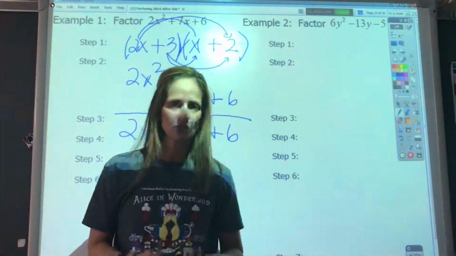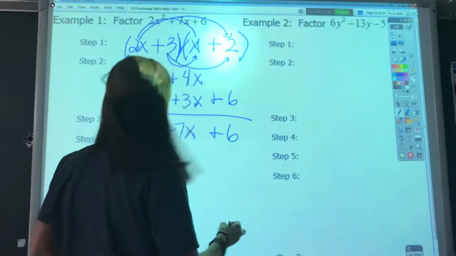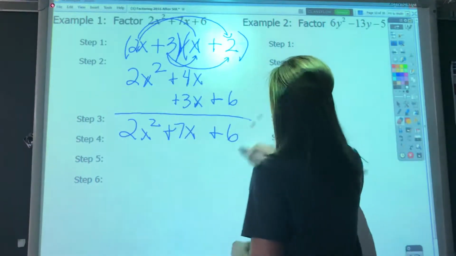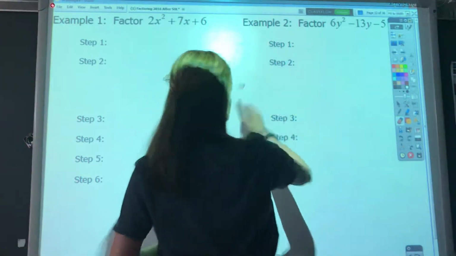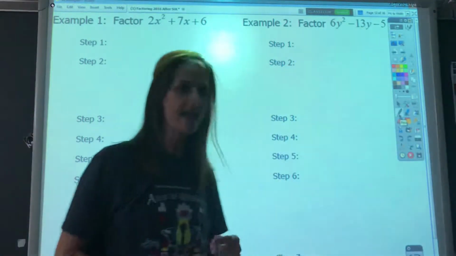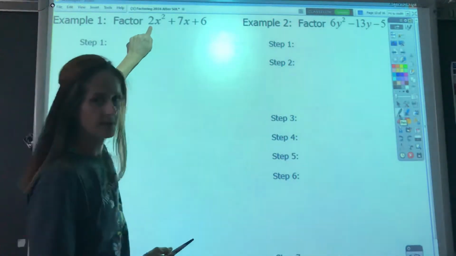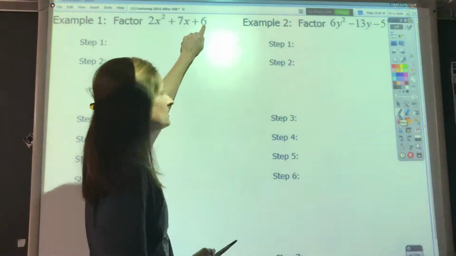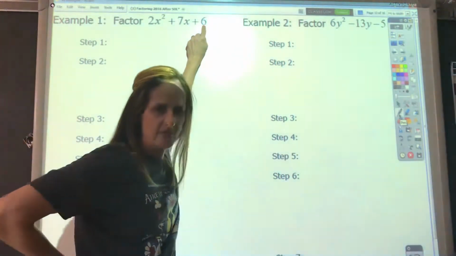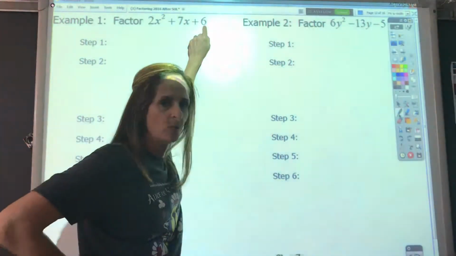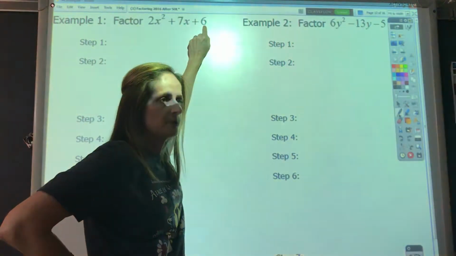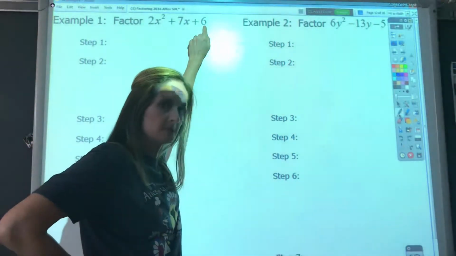That's called the guess and check method, okay? And I think that's the easiest way to do most of these problems. But if you get a problem where a, the number in front of x squared, and c, your constant here, have a lot of factors, like 12, it could be 1 and 12, or it could be 3 and 4, or it could be 2 and 6.